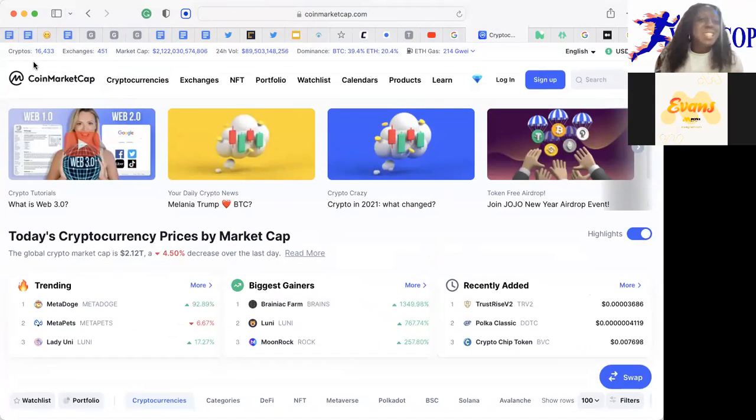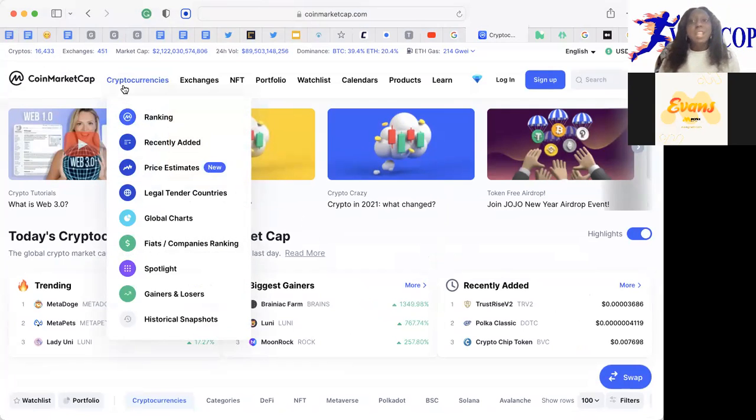Now we have over 16,403 cryptocurrencies out there. Remember, these are only the cryptocurrencies that are listed on CoinMarketCap. On CoinGecko, you probably have a few cryptocurrencies fewer than this particular website, or even more. And then 451 exchanges. Exchanges are where you buy and sell these cryptocurrencies.